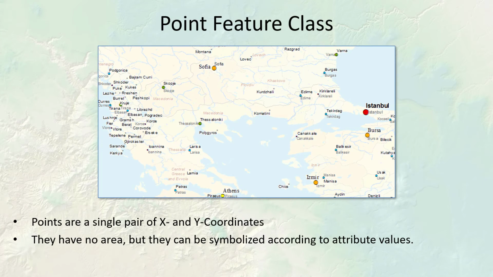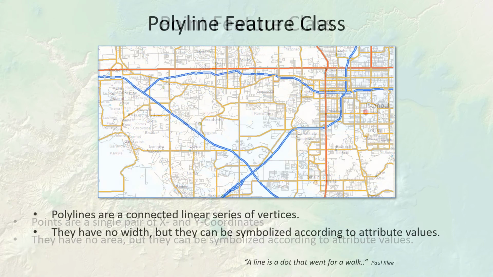You can have point feature classes. Each point is represented by just x and y coordinates. This means that the points have no size. You can symbolize them in a map based on some attribute value where you can make some dots larger than others, but the point itself has no size, so the points aren't large or small. They're just x and y.